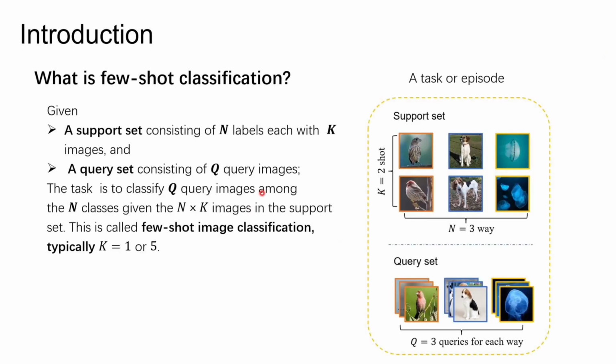The few-shot image classification focuses on how to train a model when there are only a few images in each class. In the experiments, this task can be defined as N-way K-shot learning. Here is an example, 3-way 2-shot. We can see the support set has 3 classes and 2 images in each class.